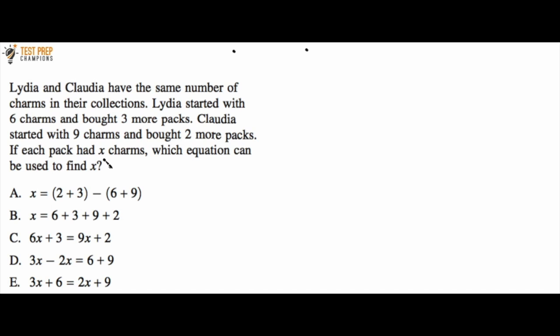Okay, so basically, it says Lydia started with 6 charms and bought 3 more packs. So we have L equals 6 for the 6 charms, plus 3 more packs. And it says each pack has X charms, so I'm going to do 6 plus 3X. We've got 6 for the 6 charms that she starts with. Then she buys 3 more packs, and we don't know how many charms are in each pack, so that's why we put an X. It also tells us here each pack has X charms. So we've got L equals 6 plus 3X.